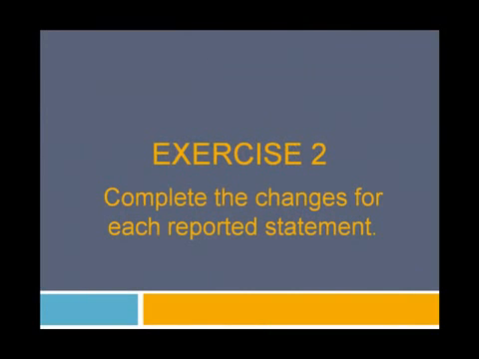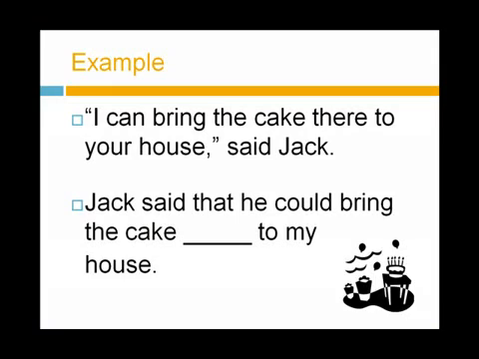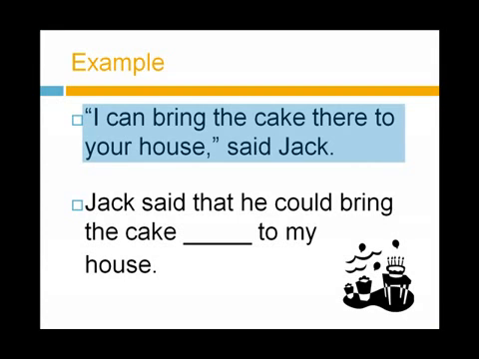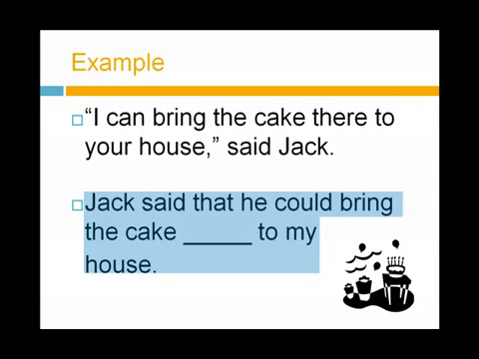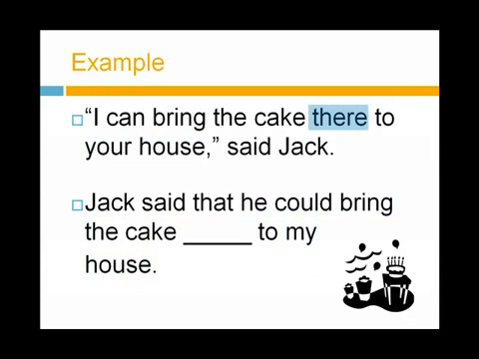Are you ready for another exercise? Exercise 2. Complete the changes for each reported statement. Example. Quoted speech. "I can bring the cake there to your house," said Jack. Now we must report Jack's words. The place is different. Jack said there. In the reported statement, we'll use here. Jack said that he could bring the cake here to my house. Now you try number 1.